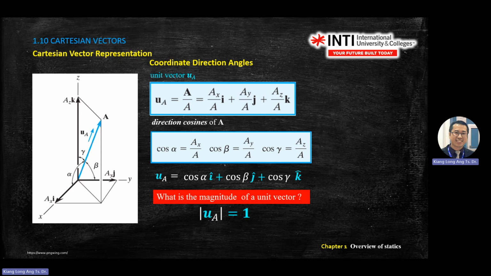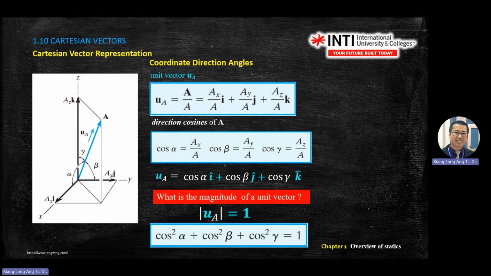So this magnitude, UA, is 1. What does it mean? Square this one, plus square this one, plus square this one, equals 1. This is what you learn in your trigonometry mathematics calculation. This is a cos formula: cos square alpha plus cos square beta plus cos square gamma equals 1. This is the derivation for the angle.